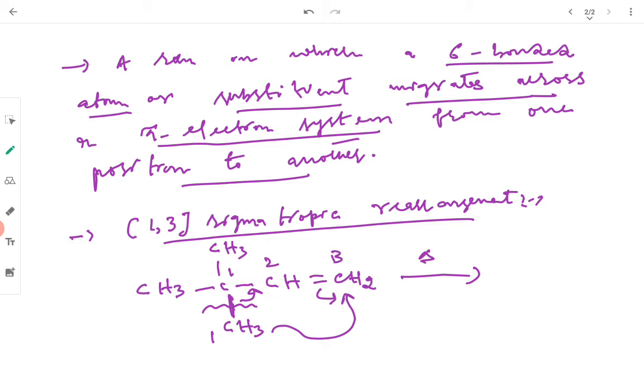So what happens, this methyl group here, it will shift from this position and it will go to this position. Means from position number 1, this is carbon number 1 here, it goes to carbon number 3. This is carbon number 3 here.